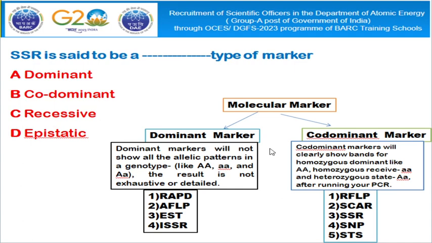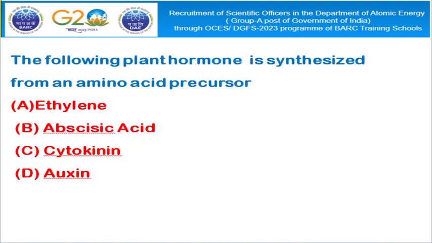Whereas regarding dominant markers, they will not show any kind of allelic pattern, which means the results will not be that detailed. It will just show whether the allele is present or not. Whereas with a codominant marker, you can easily distinguish between homozygous dominant, homozygous recessive and heterozygous. Examples of dominant markers include RAPD, RFLP, EST, ISSR. SSR is said to be a codominant marker.